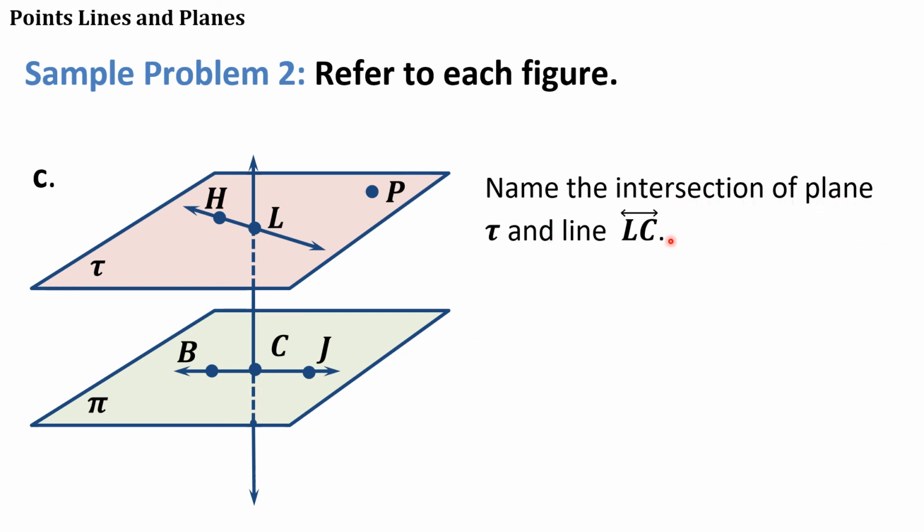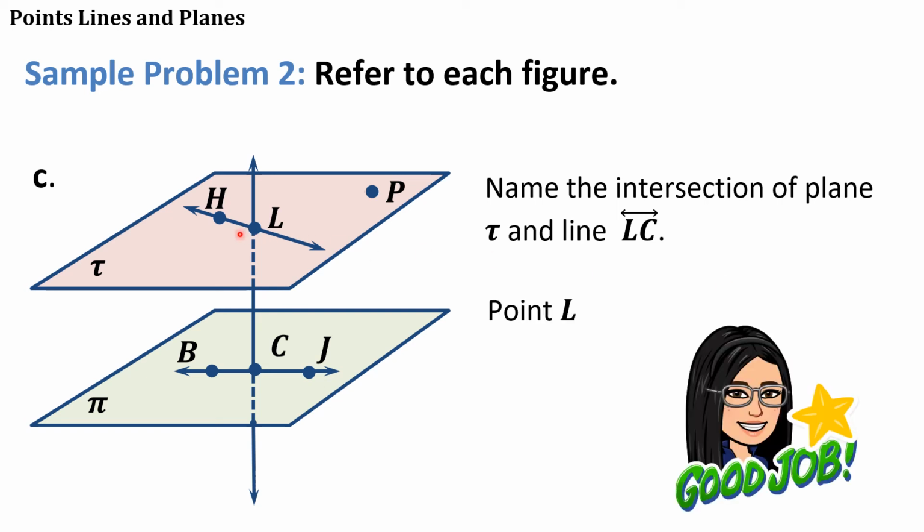Name the intersection in plane T. Again, now we are putting our attention on this plane right here and the line LC. And what is intersecting it? Again, we have a line and one plane. That means it's going to be intersecting in 1 point. If you said that the intersection is point L, you were correct.